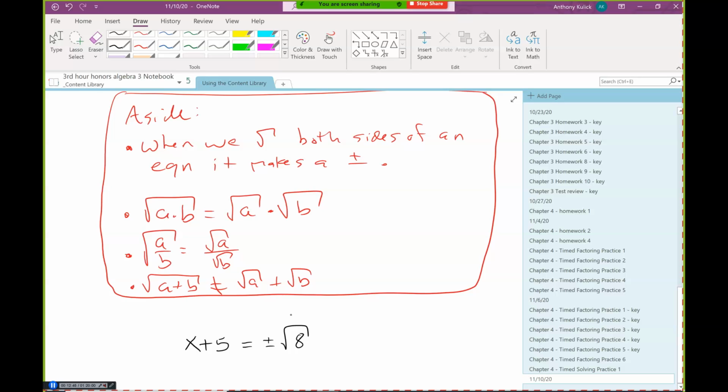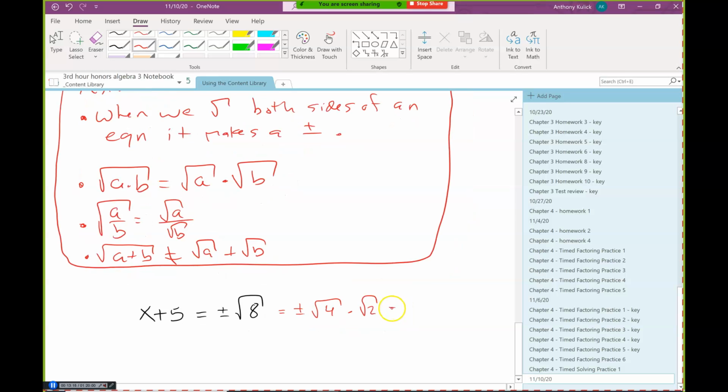Hopefully, when you look at the square root of 8, you recognize that 8 is the same as 4 times 2, right? So the square root of 8 is the same as the square root of 4 times the square root of 2. Why would it be helpful to do that? Because we can find the square root of 4. So really let's call this plus or minus 2 root 2. Is everybody okay with that?